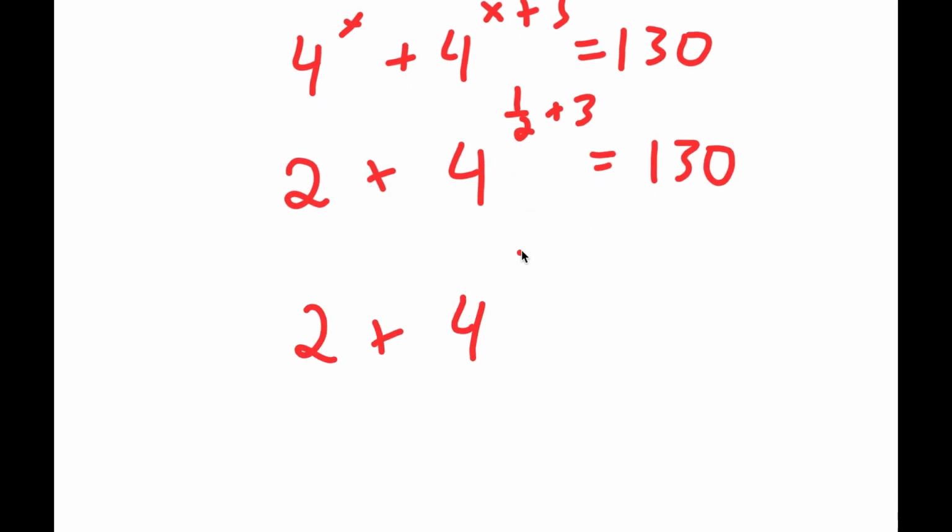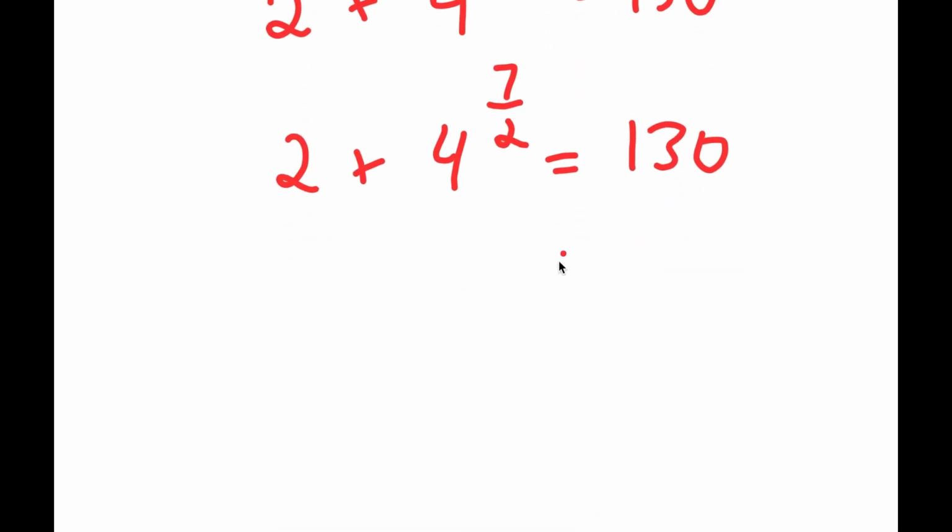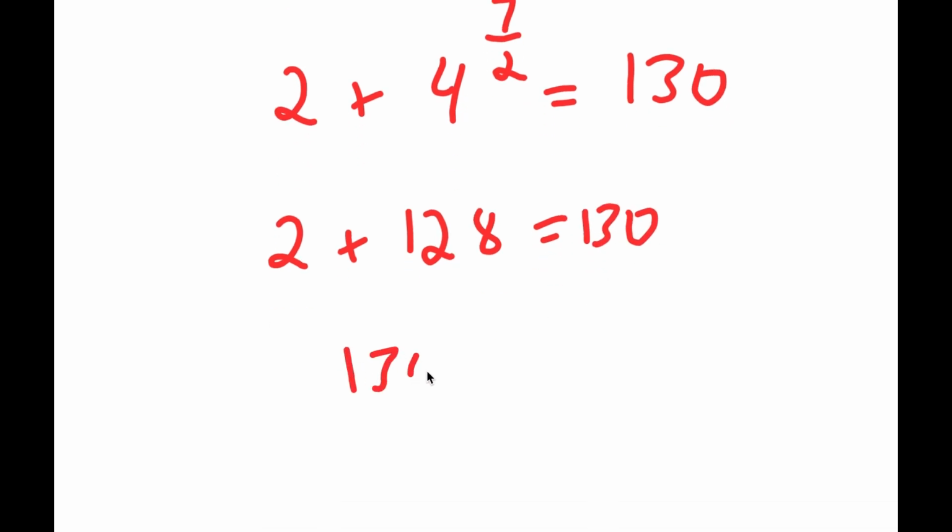4 to the power of 1/2 plus 3 is the same thing as 4 to the power of 5 over 2. Actually, sorry, this is supposed to be 7 over 2. And 4 to the power of 7 over 2 is 128. Sorry, 2 to the power of 7 is 128, so 2 plus 128 is 130, and I get 130 is equal to 130.